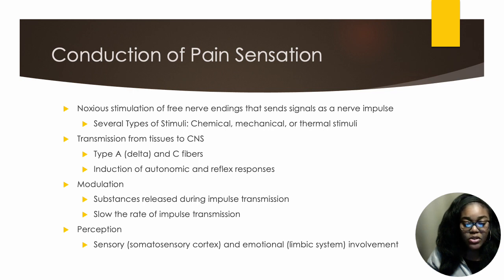And that happens through the somatosensory cortex in the brain. And that's the sensory section of it. And then you have the emotional segment, which involves your limbic system. So normally when you have pain, you may have some type of sensory response, which hurts. That's the sensory response. But then you have an emotional response, where you may start crying, you may have tears, you may shout. All of these are examples of emotional involvement when you have the conduction of pain.